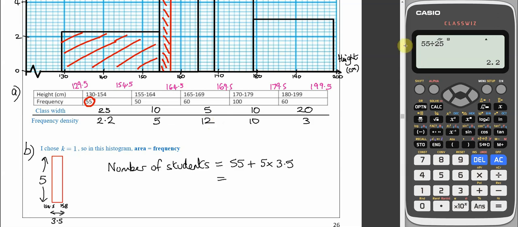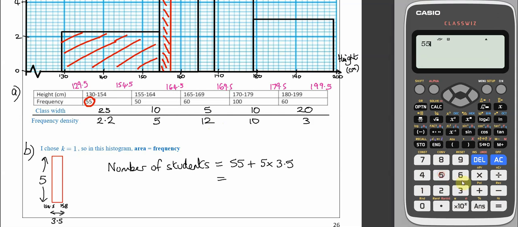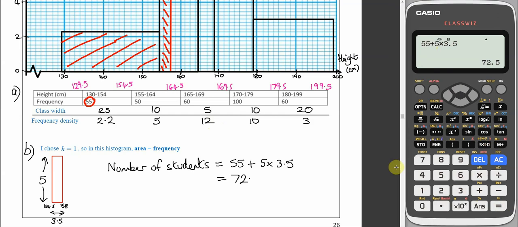So we've got 55, remember the whole bar, the first one, add 5 lots of 3.5. The calculator will do the multiplication before it does the addition. So that's 72.5 students. It's only an estimate. I know you can't have half a student, but it's only an estimate. If you want to, you could round that to the nearest whole number. So say approximately 73 students. And that concludes the example.